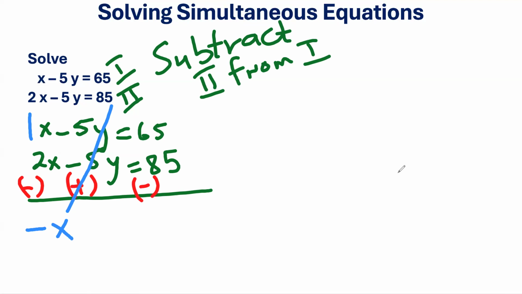Sign of the bigger integer is there in the answer. 2 is bigger, 2 has a negative sign, so minus x. 1x minus 2x will be minus 1x. You can write 1 or you can ignore 1 also. 5y minus 5y is 0. And what are you getting here? Plus 65 minus 85.